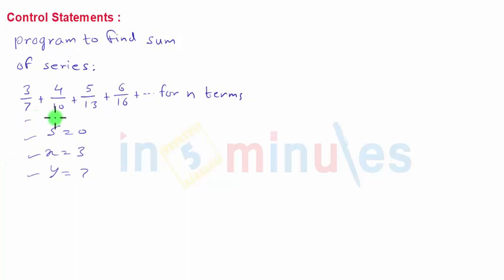Then to repeat this process of creating new terms and adding them for n iterations, we need to have a loop which works n times. We need to input n from the user to know how many terms to add, and to repeat it n times we need one more looping variable.